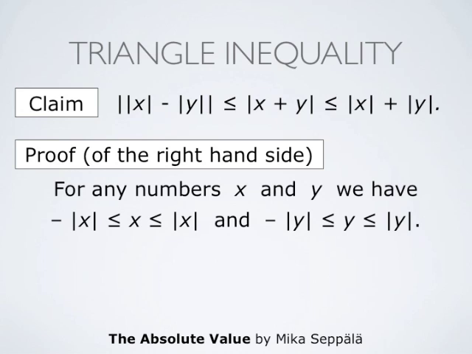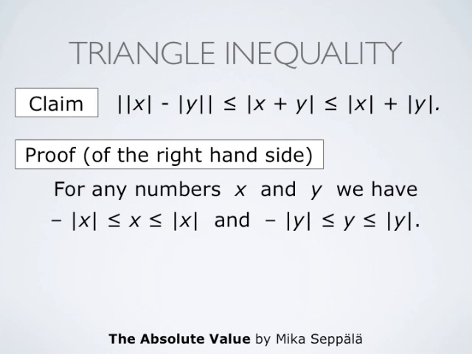And to that end, I observe that for any numbers x and y, we always have that these numbers are between the negative of their absolute value and their absolute value. And depending on whether the numbers are positive or negative, we have equality on one side and inequality on the other side of this double inequality shown here. So clearly we have minus the absolute value of x is at most x, and this is at most the absolute value of x, and same for y.